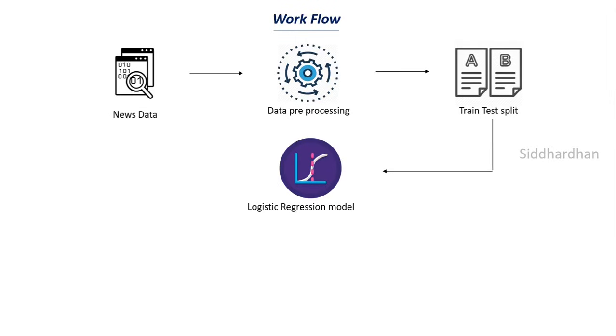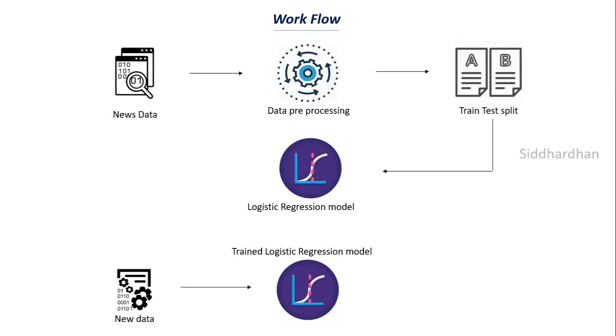Now let's come back to this workflow. Once we train this logistic regression model, we get a trained model. We will do some evaluations on this model, so we find the accuracy score of this model using the test data. Once that is done, we feed new data to this trained model, for those where we don't know whether the news is real or fake, and it can predict whether the news is real or fake. So this is the workflow we are going to see. Let's get started with the coding part.